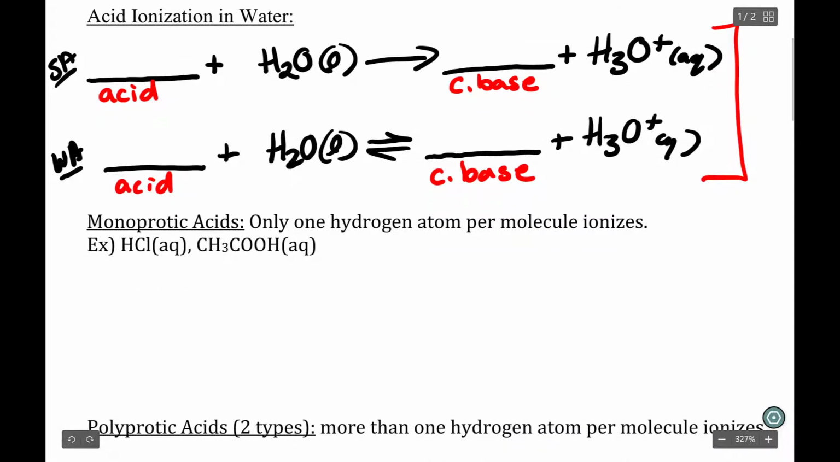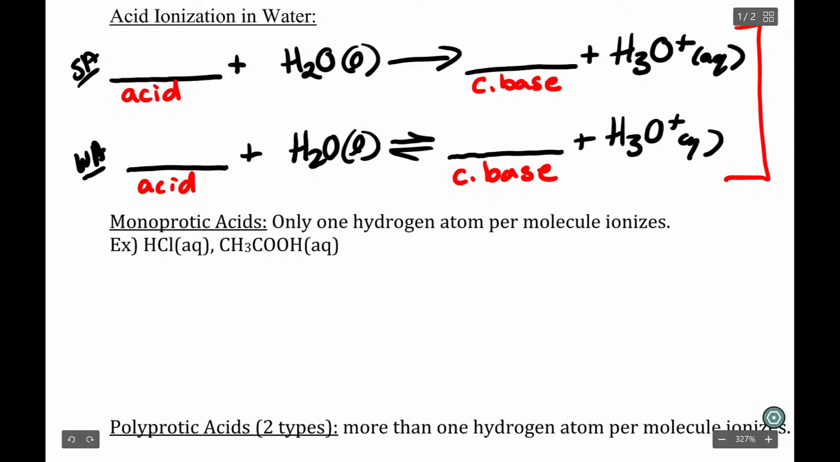So first of all, we need to discuss what monoprotic means. Mono simply means one. And the protic part is basically talking about the proton. So this has one proton in it to ionize. So monoprotic means one hydrogen ion acid. A monoprotic acid has only one hydrogen atom per molecule that ionizes.